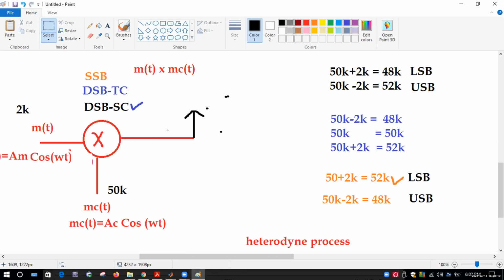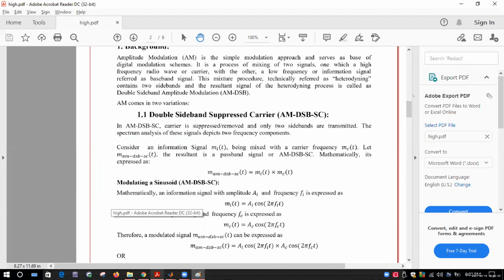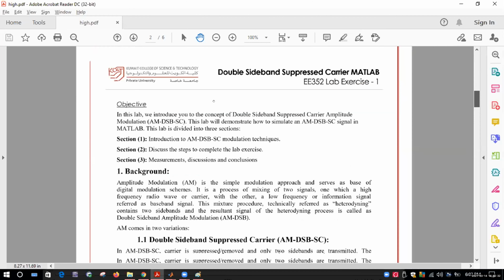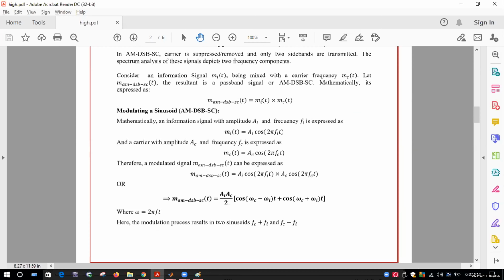I hope now the concept is clear, what we are talking about and what this topic is all about. Is it clear now? Great. So let's go to the maths. This is about double sideband suppressed carrier, meaning we are not using carrier in this lab. Mathematically, we have a double sideband signal, which is a mixture of information signal and carrier signal. mi(t) is the information signal and mc(t) is the carrier signal. We mix these two signals to get the double sideband suppressed carrier.